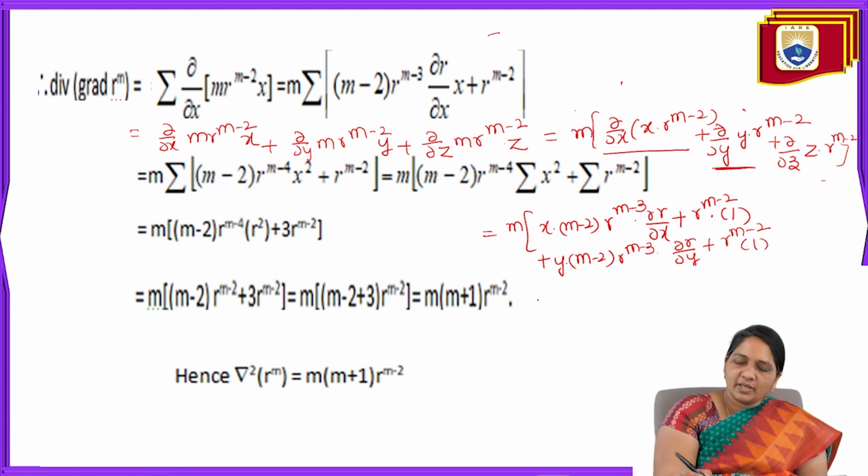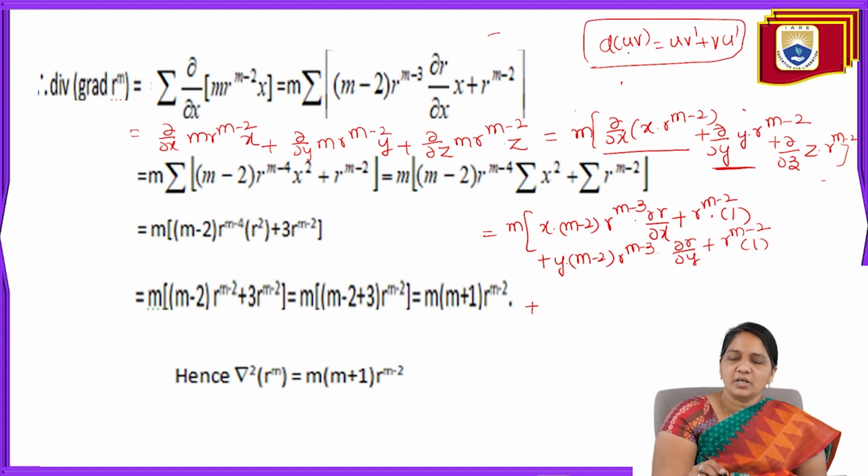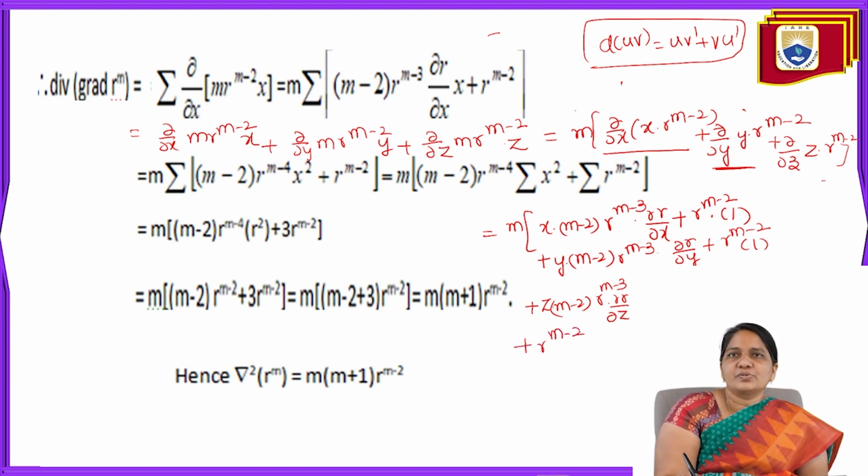We use the u into v form. We already know the formula: dou by dou of u times v equals u v dash plus v u dash. That formula only I am using here. So dou by dou z: z is the constant. The derivative of r power m minus 2 is m minus 2 into r power m minus 3 into dou r by dou z, plus r power m minus 2 with respect to z, where z is 1.